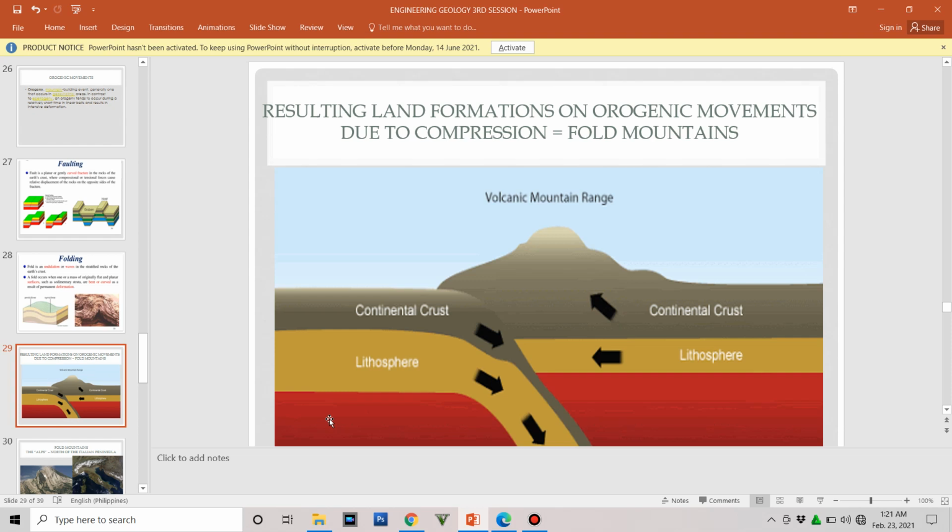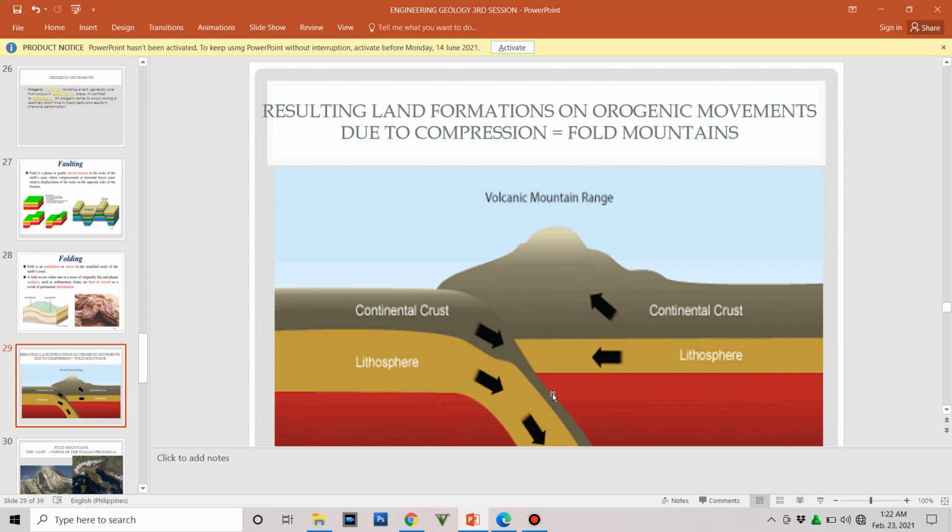And then from the compressive force, the resulting land formation, specifically on orogenic movement, is fold mountains. Okay? So, magkakaroon tayo ng fold mountains. And why is that? So, from the subduction zones, so the denser material will tend to go down, and then there will be a push. Okay? There will be a push on that.